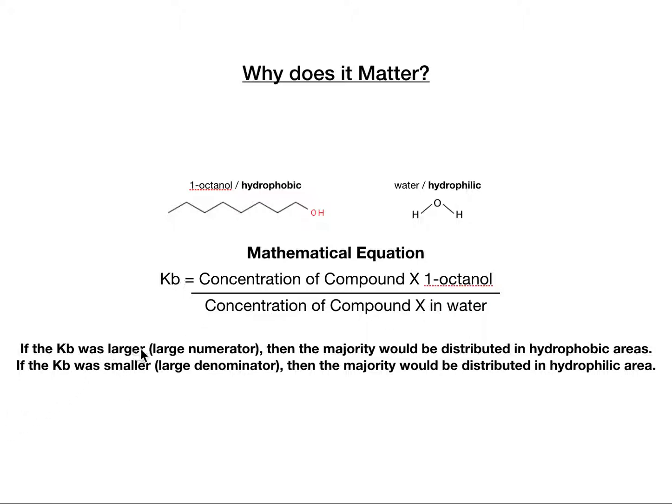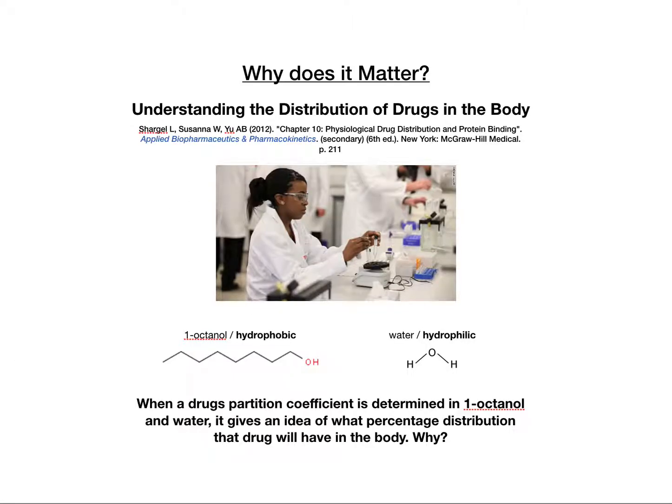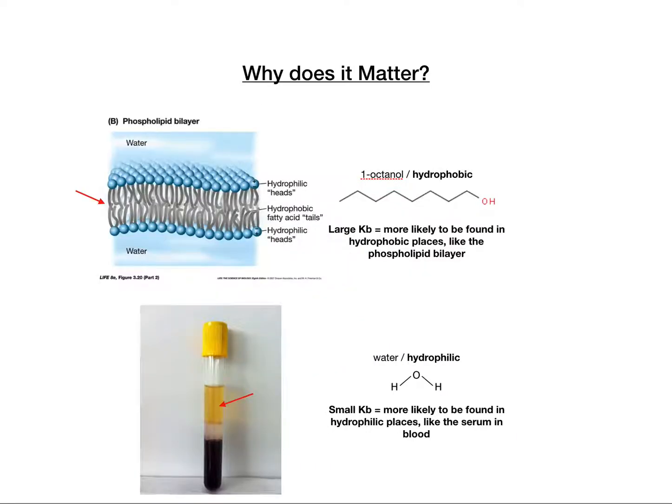If the partition coefficient was larger, the numerator was larger, then the majority would be distributed in hydrophobic areas of the body. If the partition coefficient was smaller, the denominator was larger, more was found in the water, then the majority would be distributed in the hydrophilic areas of the body. The reason that this matters to scientists and to pharmacists as they're building and creating drugs is they can then target a drug to a specific part of the body.